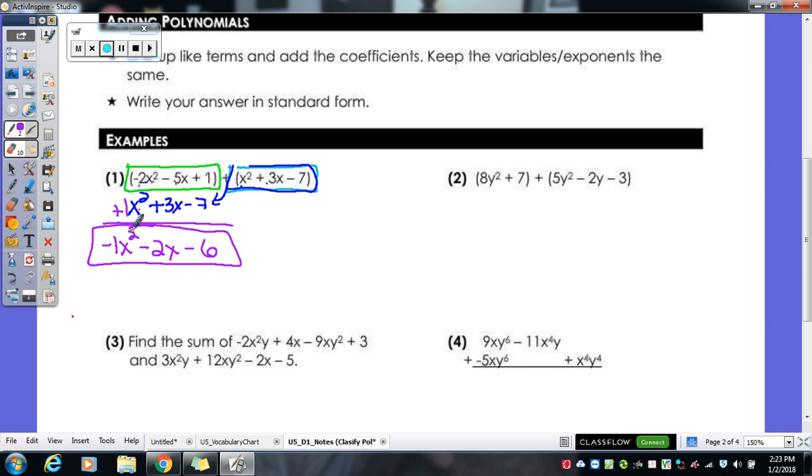Now you don't have to write that negative 1 in front of our x squared. You could just write it as negative x squared minus 2x minus 6. Those are the same thing. So whichever way you prefer to write that. If you want to actually put the 1, you can, but you don't have to.